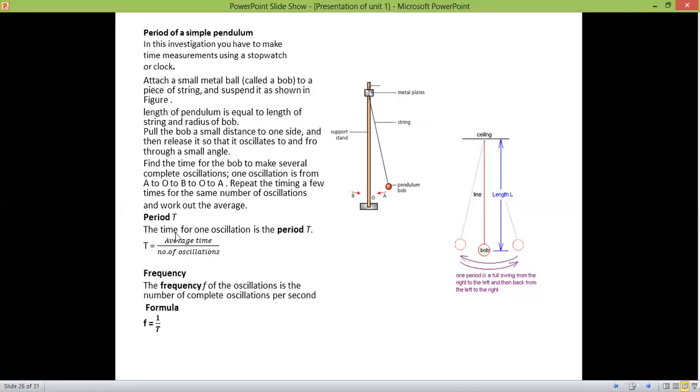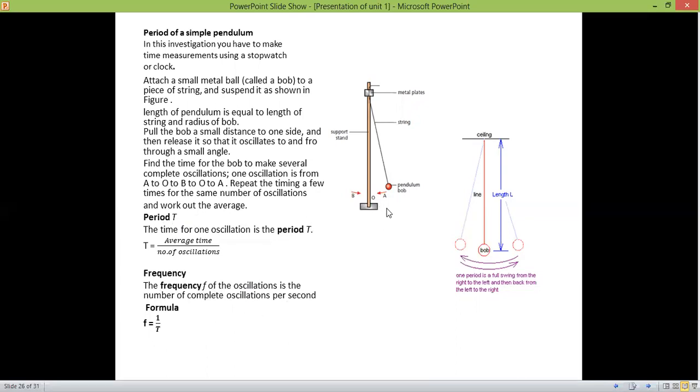How to calculate frequency? Frequency is basically the number of oscillations or vibrations made by the bob in 1 second. It is what number of oscillations or vibrations are made by the bob in 1 second, and its formula is small f is equal to 1 over T. So frequency and time period are inversely proportional to each other.